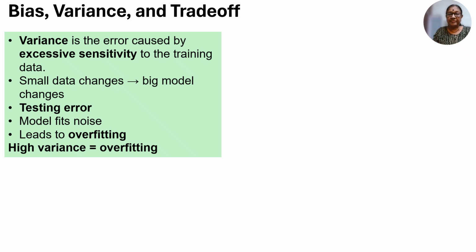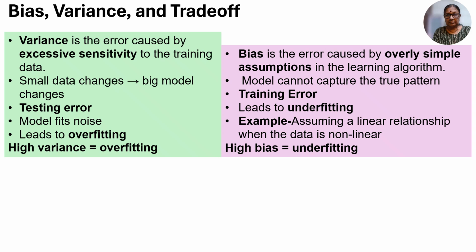This is what leads to overfitting. So high variance means overfitting. Corresponding to this, the other term is bias. Bias is the error caused by overly simple assumptions in the learning algorithm. So the model cannot capture the true pattern. So there will be training error, which leads to underfitting.